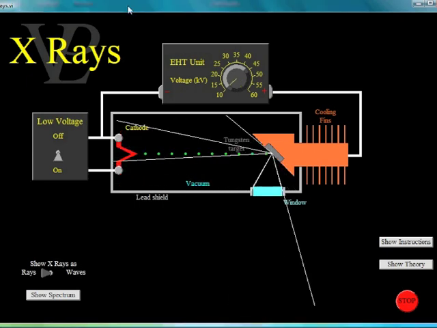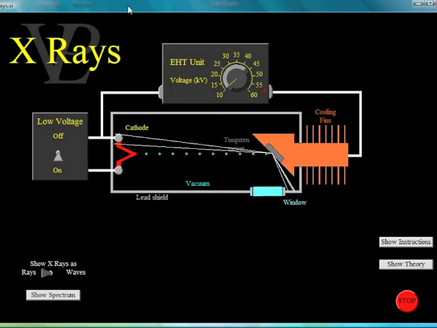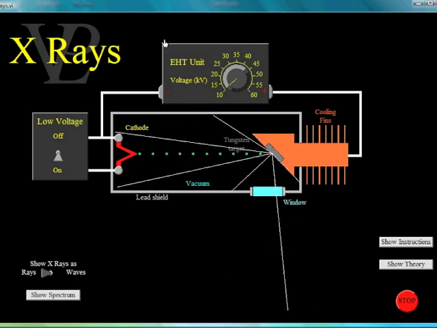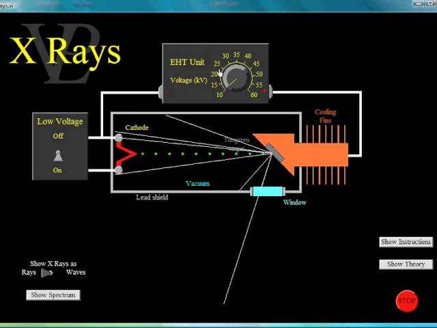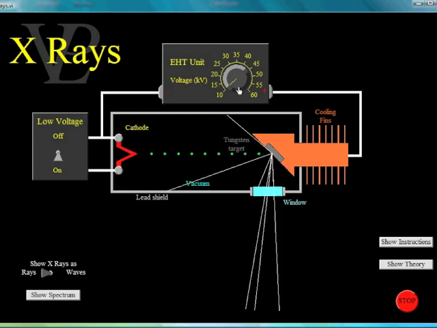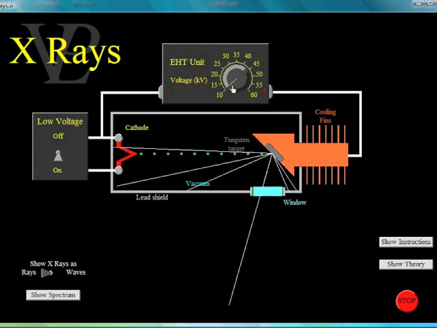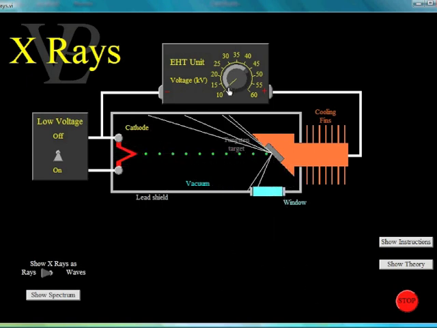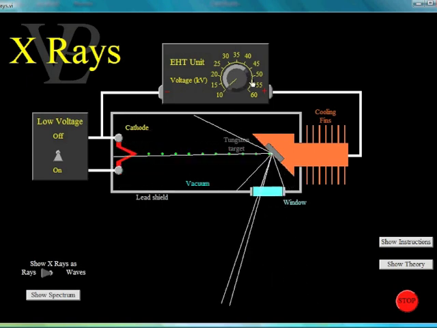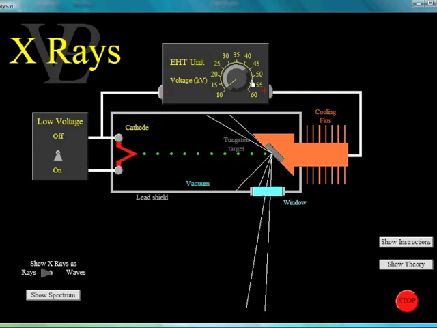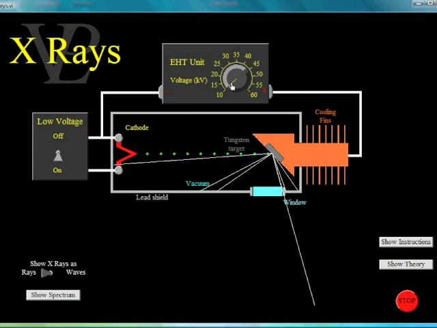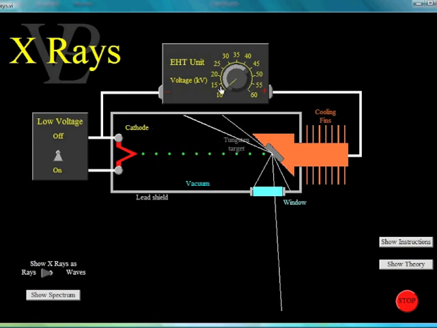Another thing to point out at this point that the students would need to know is that the voltage here is measured in kilovolts. So obviously when it says 10, that's 10 kilovolts, and 60 would be 60 kilovolts. And it's important that the students are aware that it's not 10 volts and 60 volts.